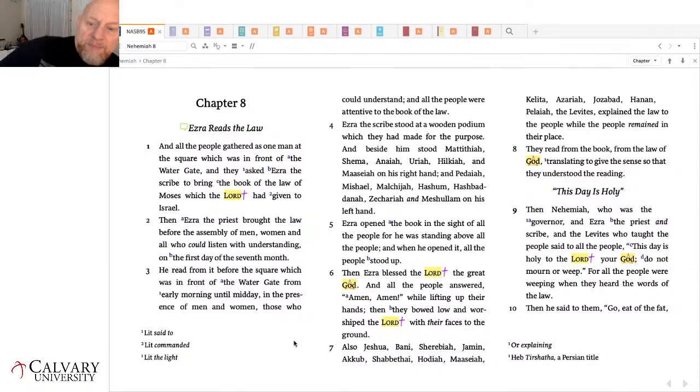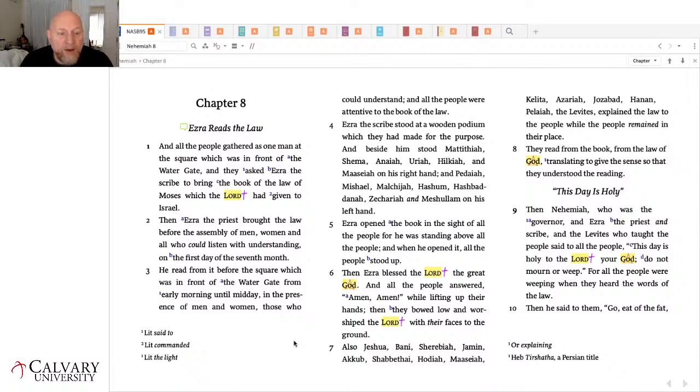Everything's moving slowly today. But here's Nehemiah 8, 1 through 8. And all the people gathered as one man at the square which was in front of the water gate, and they asked Ezra, the scribe, to bring the book of the law to Moses, which the Lord had given to Israel. Then Ezra, the priest, brought the law before the assembly of men, women, and all who could listen with understanding on the first day of the seventh month.